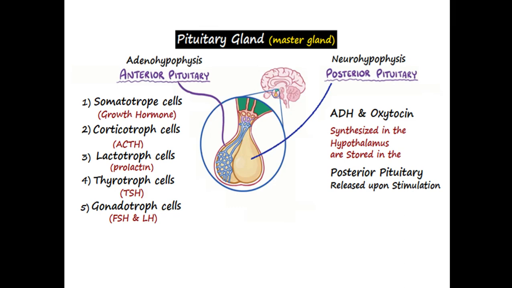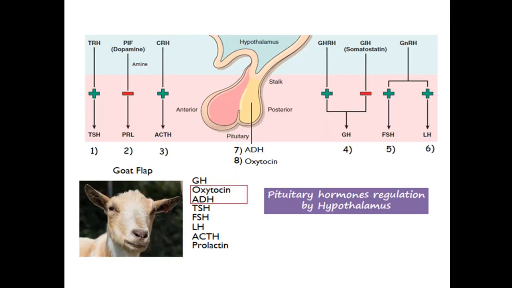The posterior pituitary gland produces and secretes two hormones, the antidiuretic hormone and the oxytocin. These two hormones are synthesized in the paraventricular and supraoptic nuclei of the hypothalamus, and they are just stored in the posterior pituitary gland, which, when needed and stimulated, are released into the bloodstream.